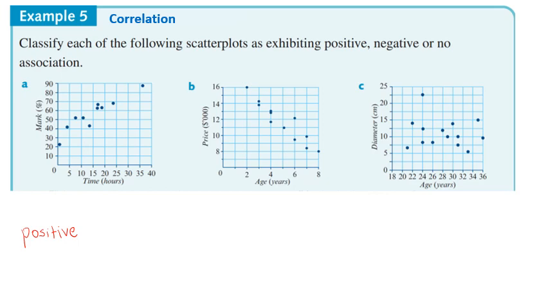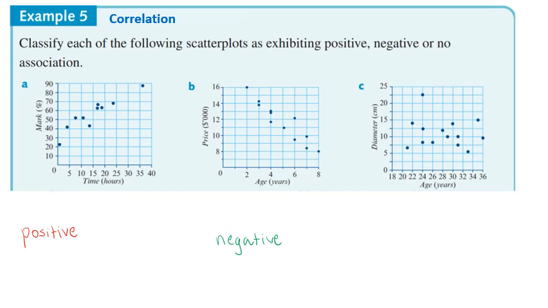This next one in the middle, this is showing the age of a car and the price of a car. So as we can see, it's going down. So it's got a negative correlation, which basically means as the car gets older, so as it has more years that it's been on the road, its price decreases.